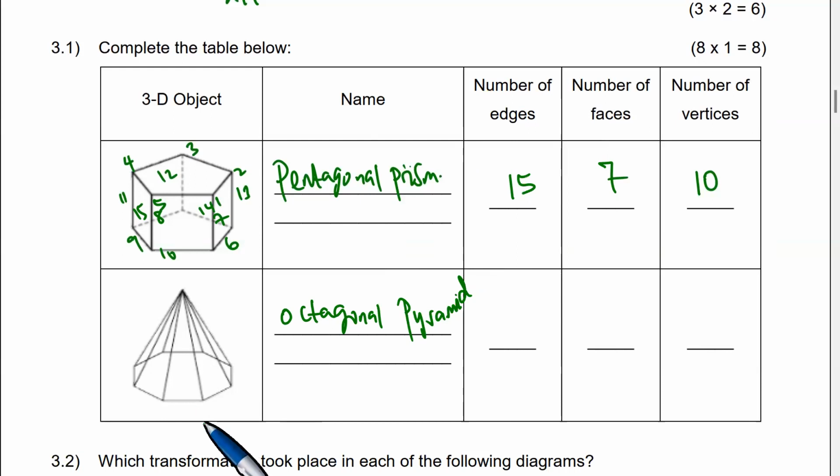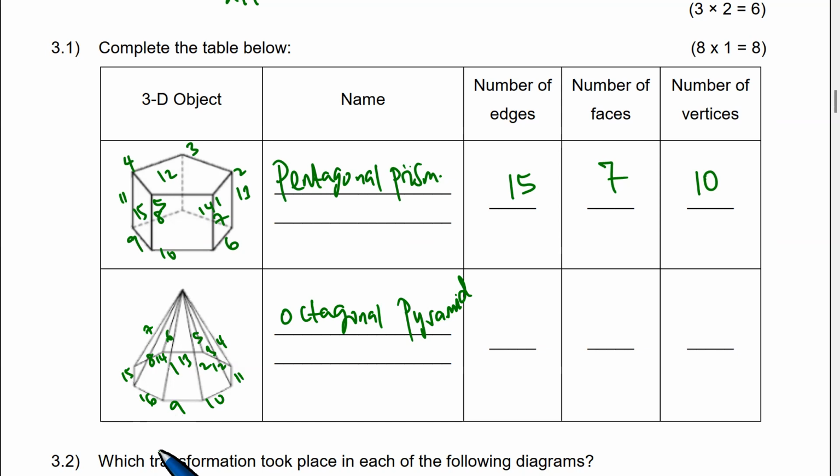Right, the number of edges. How many edges does it have, this octagonal pyramid? Nine. Right, let's count. 1, 2, 3, 4, 5. Okay, then 6, then 7, then 8. So you have 8, then 9, 10, 11, 12, 13, 14, 15, sixteen. Okay.